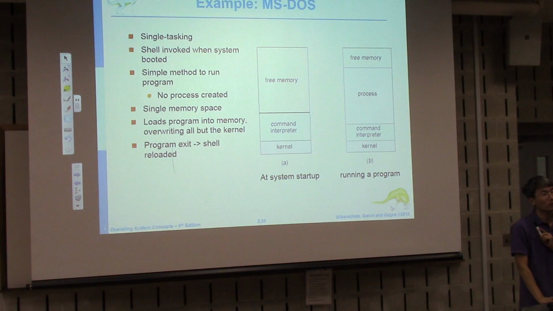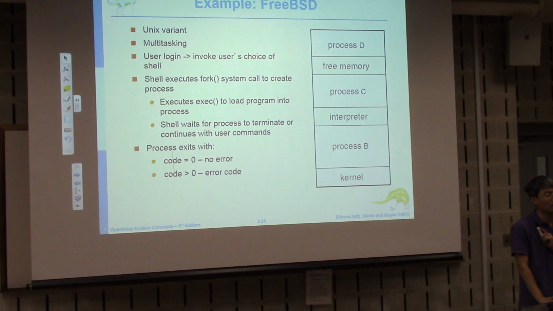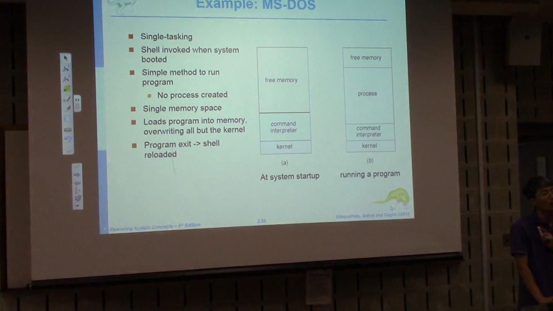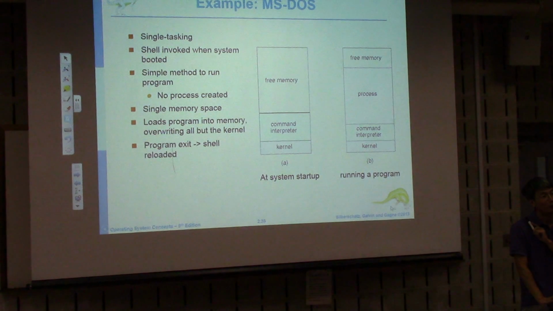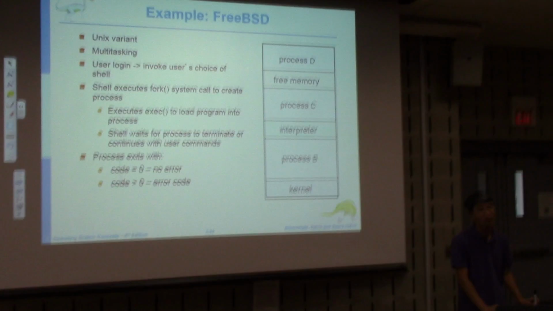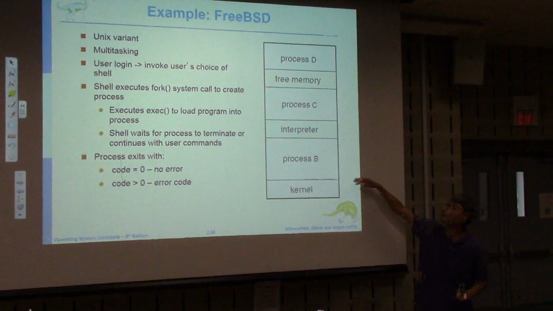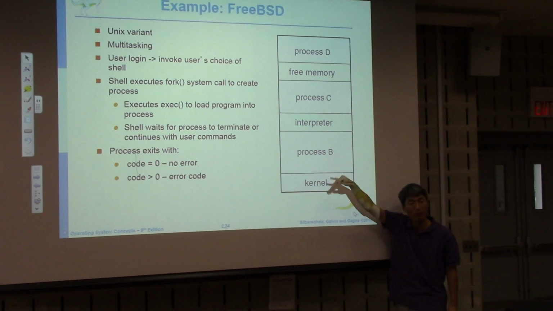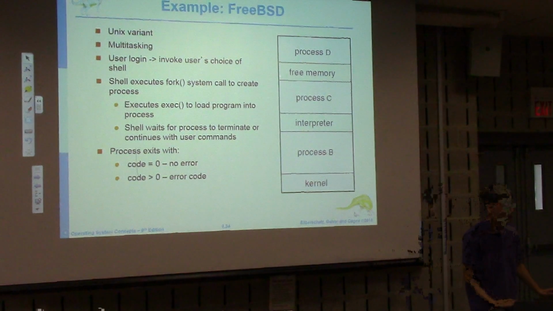Do you see the difference between MS-DOS and this FreeBSD style operating system? MS-DOS has only one process because it's single task. It's for personal use. But the Unix operating system, BSD, has multitasking. You can use the memory for multiple processes.